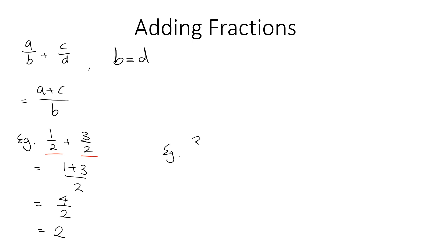Let's say we had 3 over 8 plus 4 over 8. The denominators are the same, 8 and 8. So we just add the numerators. 3 plus 4 is 7. And we put 8 on the bottom. That can't be simplified, so that is our final answer.